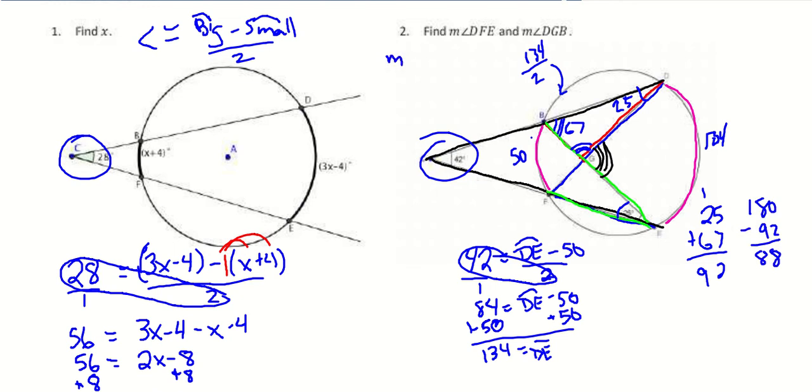So the measure of angle DFE, one more time. DFE is inscribed to the 134, so that's 67. That's this angle. Make sure we answer the question. And the measure of angle DGB, we said, was 88 degrees. And there's our two angles. Head to the next page.